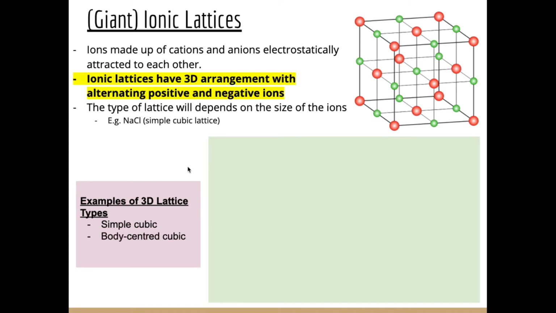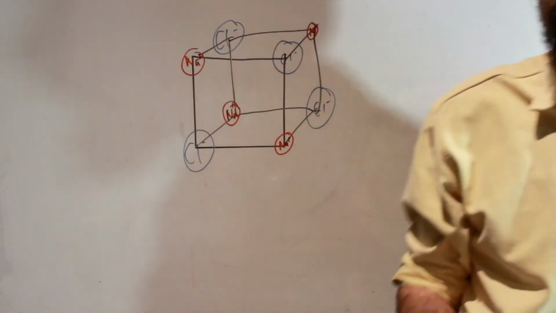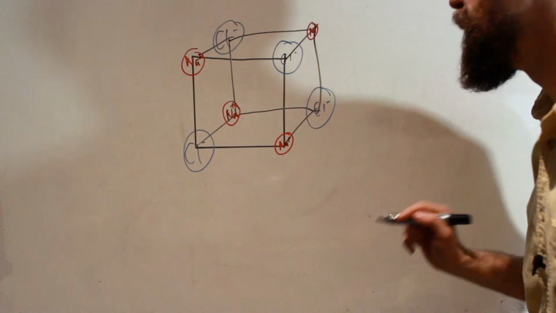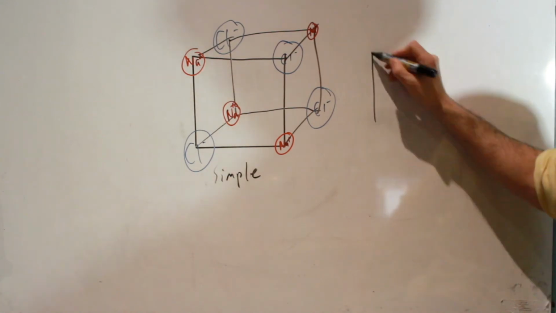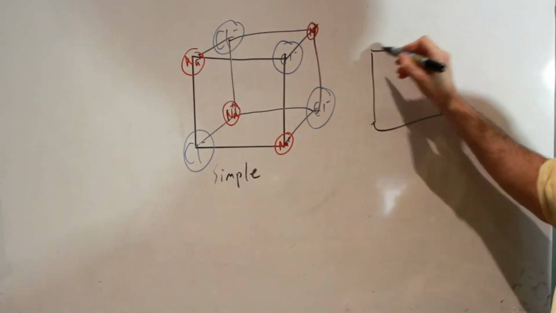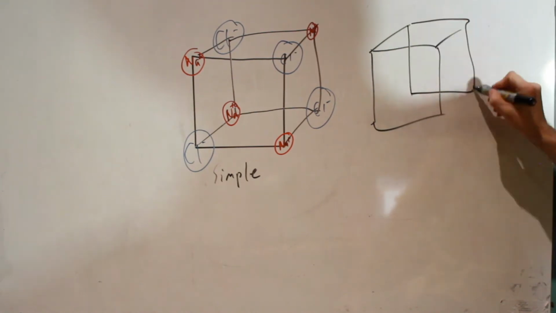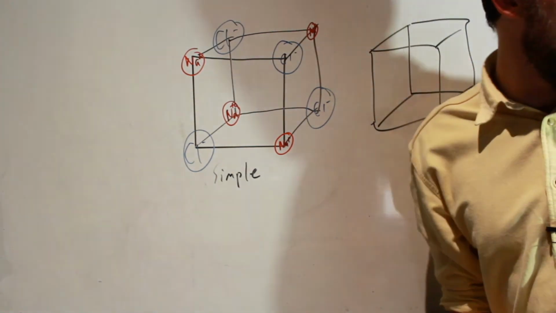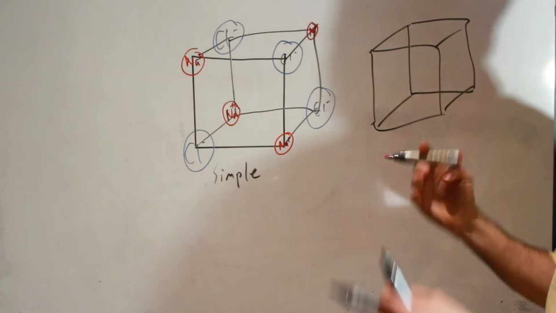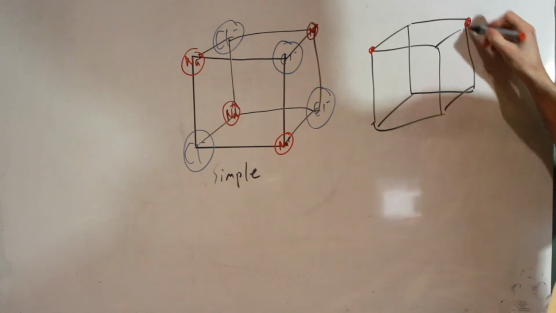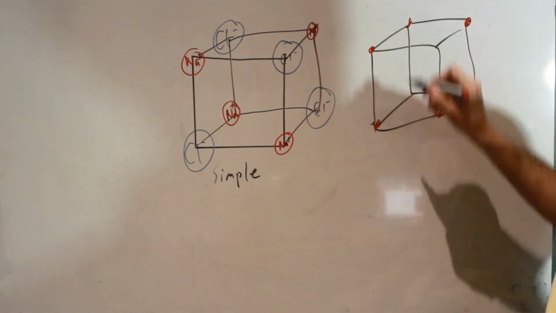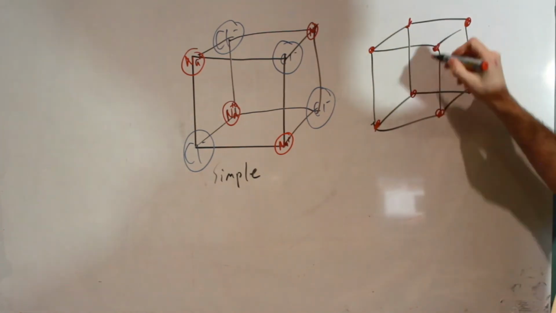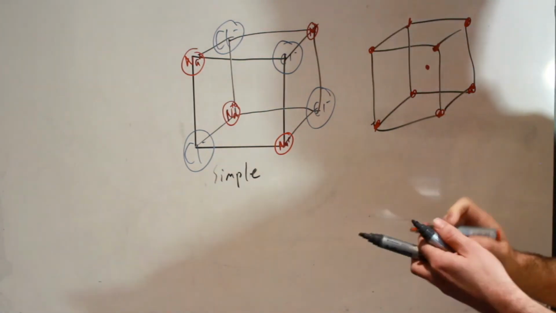We have things like body-centered and face-centered cubic structures, where we have a few extra particles within the cube. So if I draw another three-dimensional cube, like so, if we have body-centered, we would have ions at each corner like we have there, but then we would also have particles, one single one, in the center of the cube.